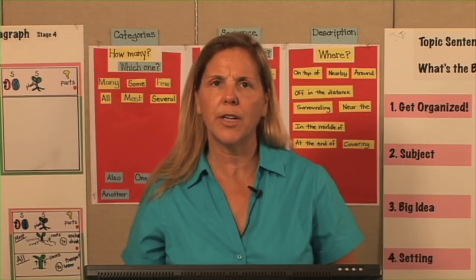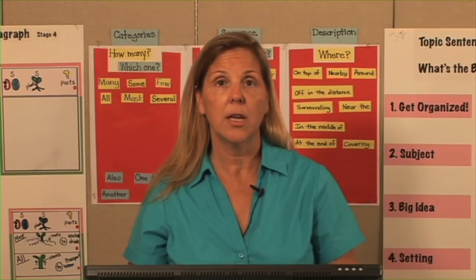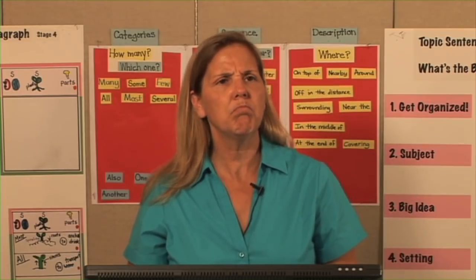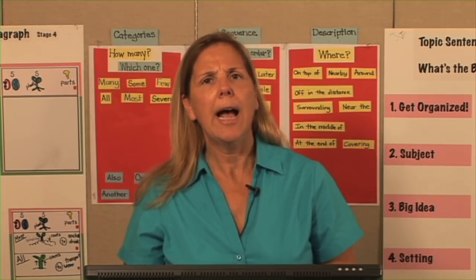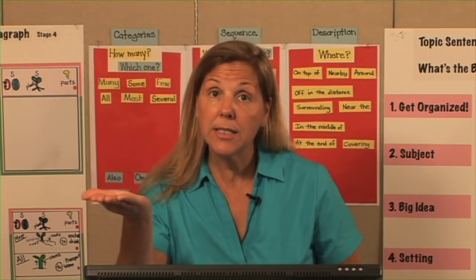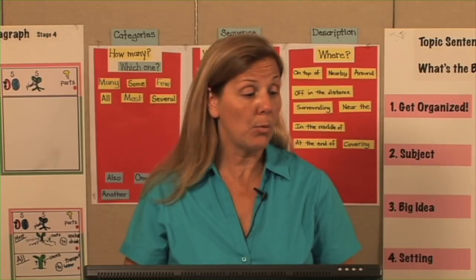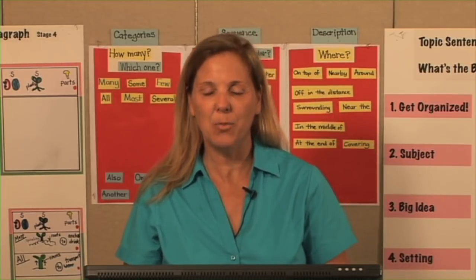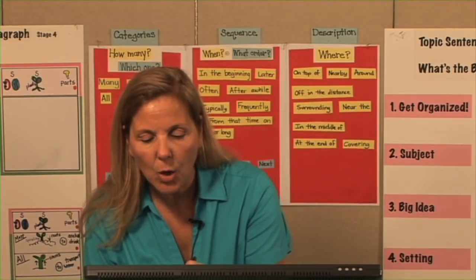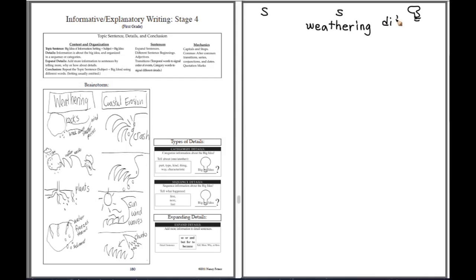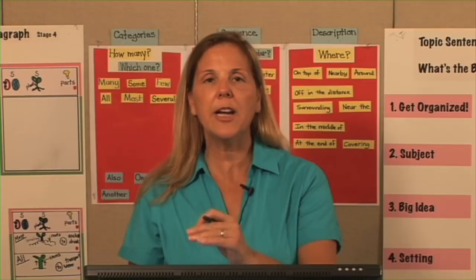And sometimes it's hard for kids to come up with this, so I always give them two choices. So I will say something like, are we going to talk about how weathering makes you dress? Or is this all about the different kinds of weathering? We're going to be writing about the different kinds of weathering. So we're going to put different, D-I-F-F-E-R-E-N-T, different kinds. Now let's go back and read it. Ready, everybody? Weathering, different kinds.